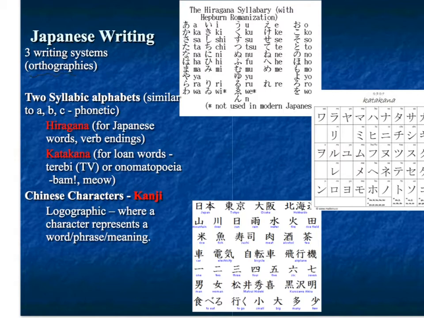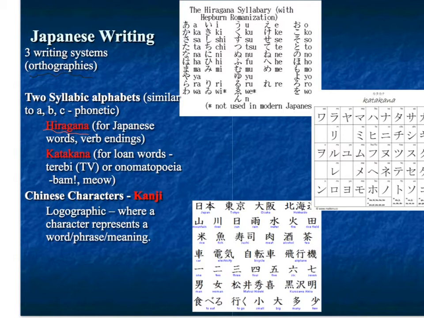That's what we call orthographies in linguistic speech. There are 2 syllabic alphabets, what we also call syllabaries. That's similar to ABC, where each character represents a sound, so it's phonetic based. The first syllabary is hiragana, which is used for Japanese words. A lot of times if you have a kanji that represents a verb, hiragana will be used for the verb ending. It's used for adjectival endings as well, so conjugating verbs, conjugating adjectives, hiragana is very important.